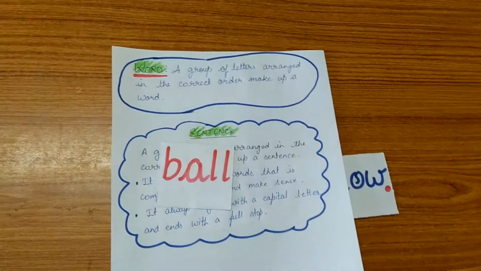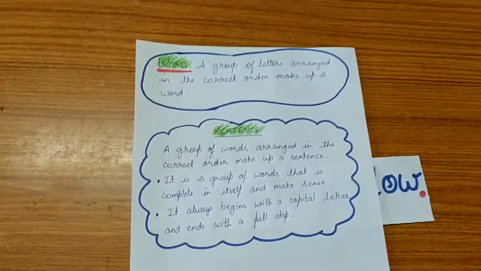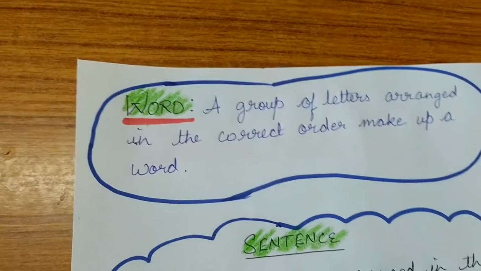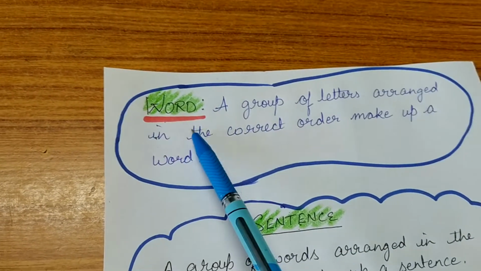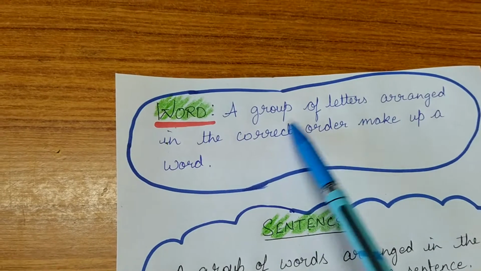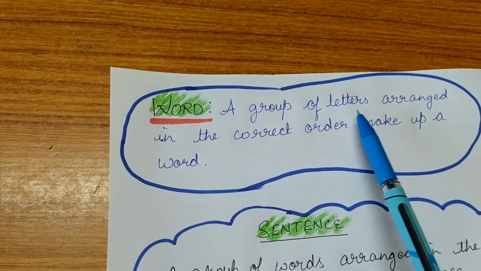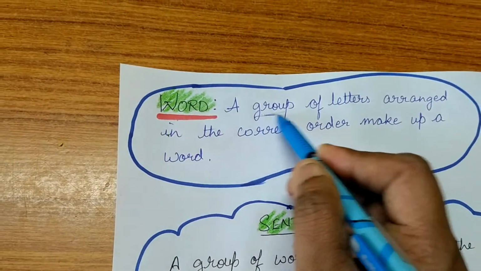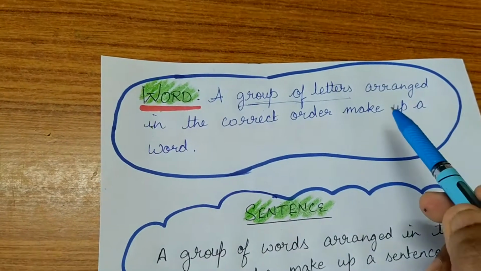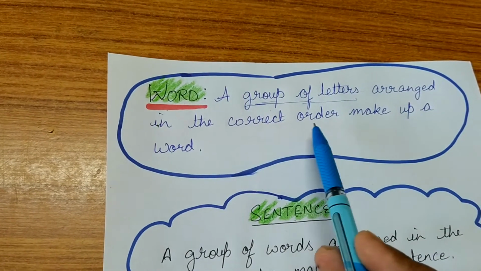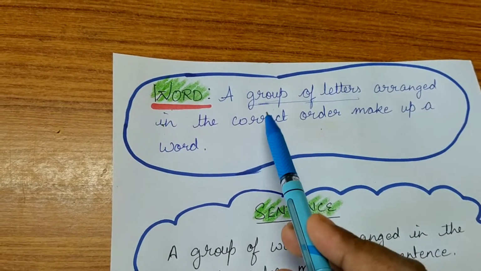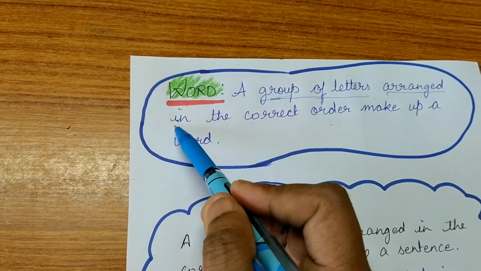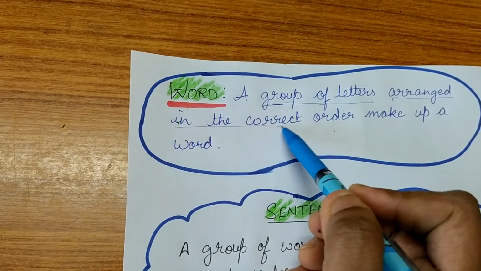Now see, I have arranged it for you in written form. See, what is word? A group of letters arranged in the correct order. Remember this thing, it is a group of letters, that is correct, but it should be arranged in the correct order.